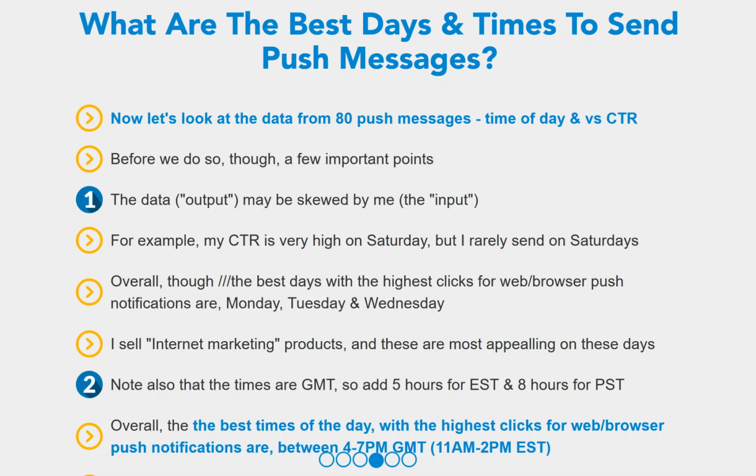Firstly, the data, also known as the output, may be skewed by me, which I'm going to call the input. For example, as you'll see, my click-through rate is extremely high on a Saturday. But that could simply be for the reason that I rarely send on Saturdays because I prefer to do other things on Saturday other than sit at home sending push notifications. So perhaps the click-through rate you see on a Saturday is because I would only send a message for a very high quality offer.